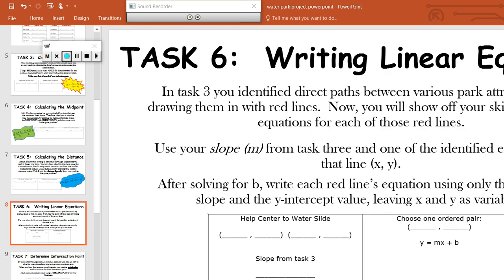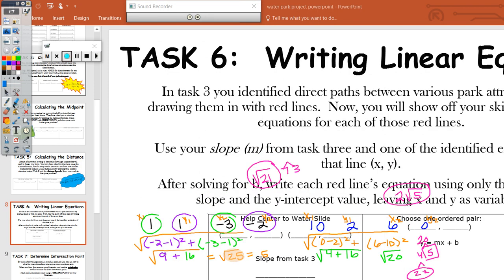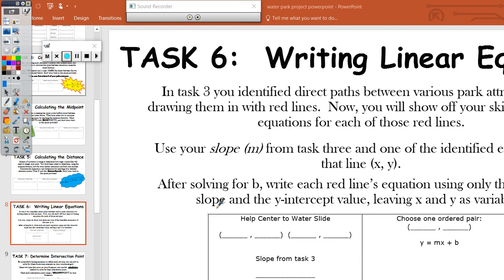So, we are going to write some equations. So we're using these same ordered pairs and then the slope that we had from task 3. So my help center was at (1, 1), and my water slide was at (-3, -2). My slope from task 3 was 3/4. That was my slope to get from the water slide to the help center. So it says that I'm going to pick one of the ordered pairs. I can pick whichever one I want. Just so I can show you some of the work, I'm not going to pick (1, 1). It's too easy. I'm going to pick (-3, -2).